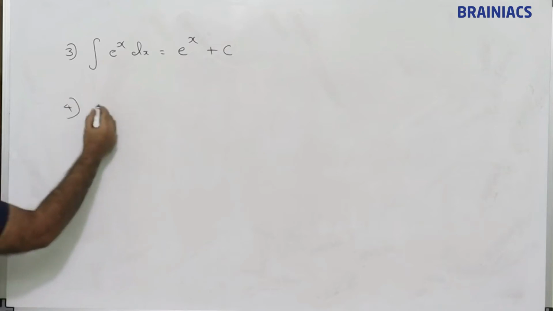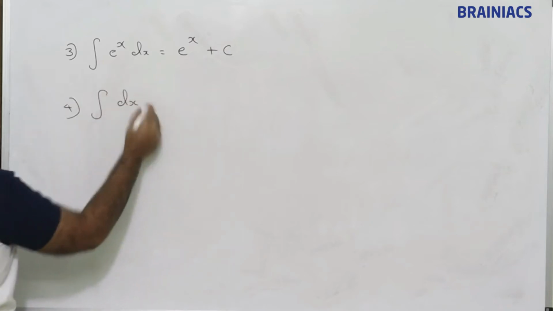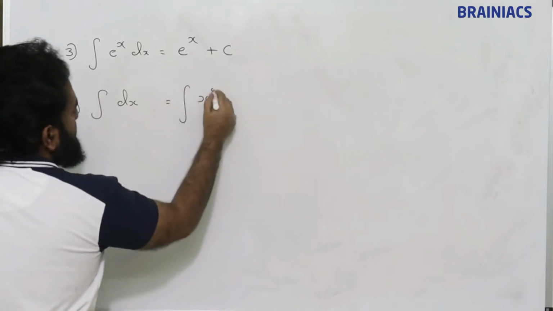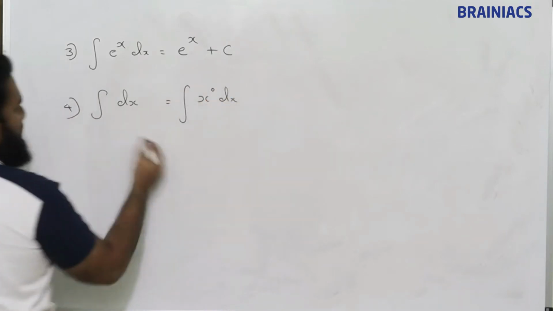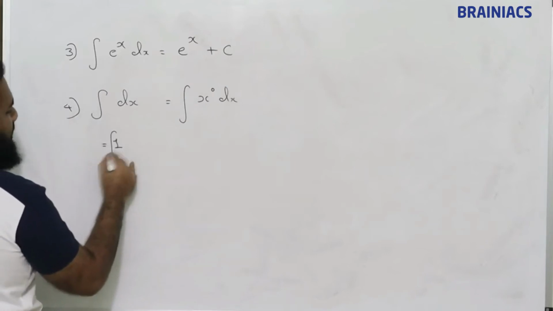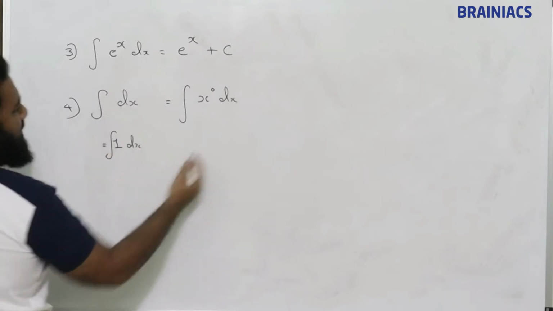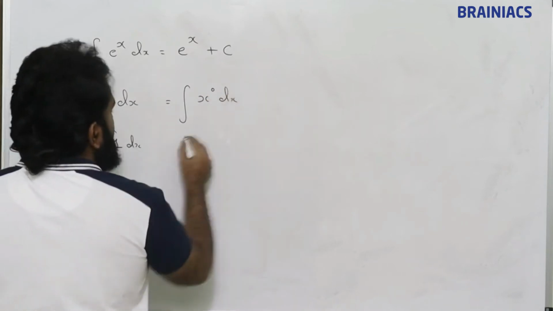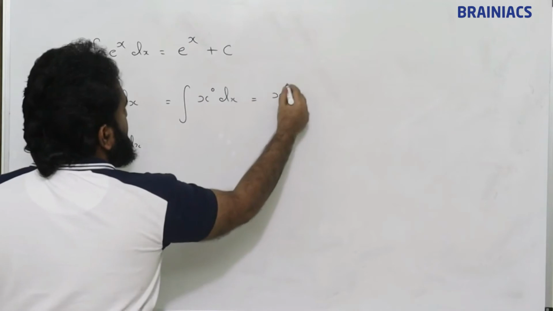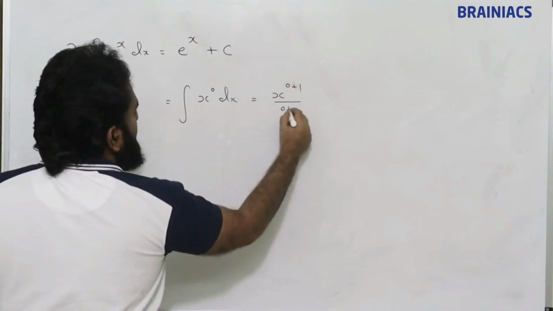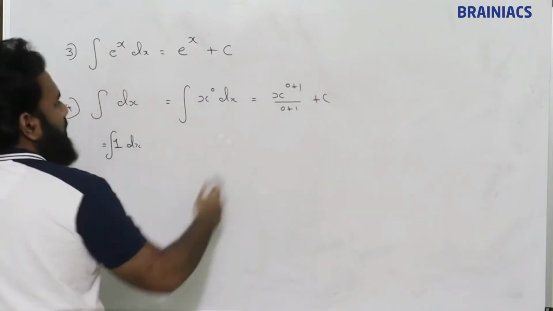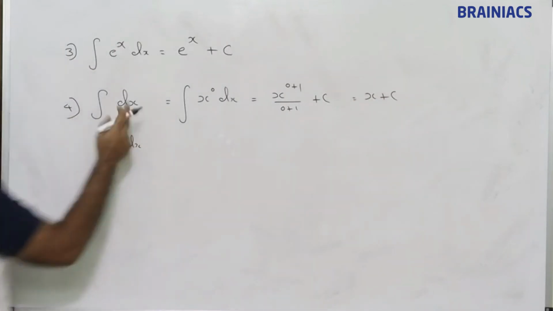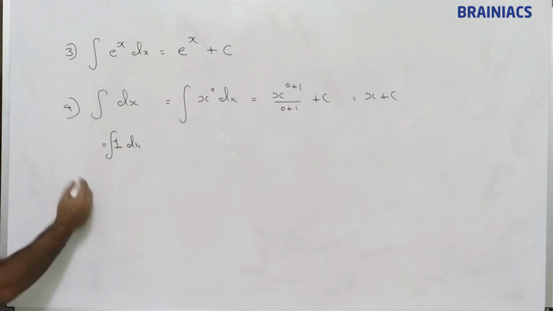Likewise, integration of dx. Integration of dx is what? This is actually integration of x raised to 0 dx, because actually 1 is there, 1 dx. So we can take it like x raised to 0 plus 1 by 0 plus 1 plus c. So what is the answer? This is nothing but x plus c. So integration of just dx is nothing but x.